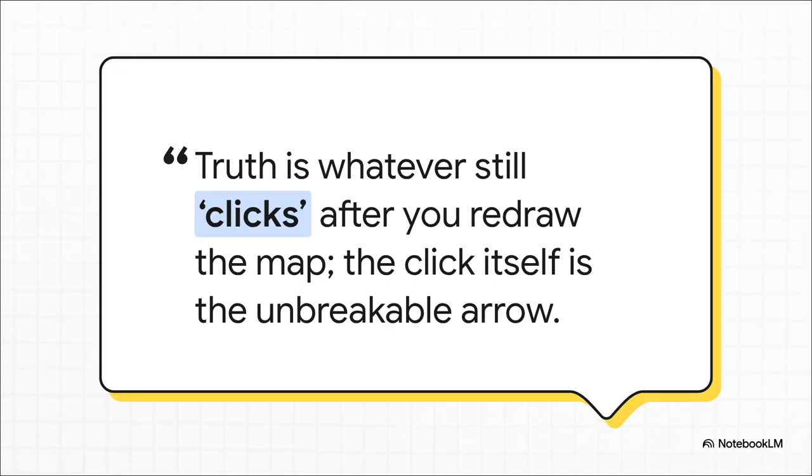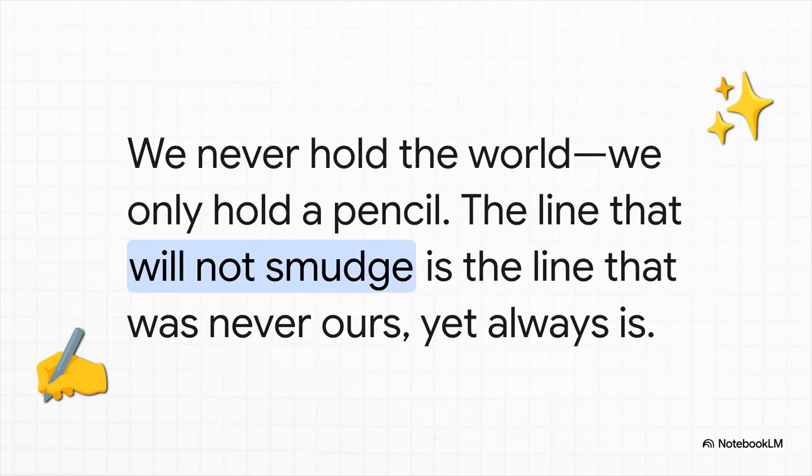Truth isn't the map you're drawing. It's that click you feel when you land on something that doesn't change, like landing on the number 7 no matter where you started. That click itself, that's the signal that you've hit something real, something unbreakable. It's like we're the ones holding the pencil, right? We can draw and redraw and transform these numbers endlessly. But those attractors, the 5 sisters, they're the unsmudgeable lines. They were there before we started drawing, and they'll be there after. We don't create them, we just reveal them.